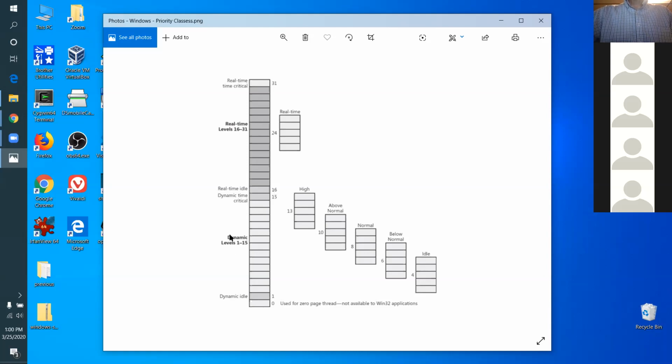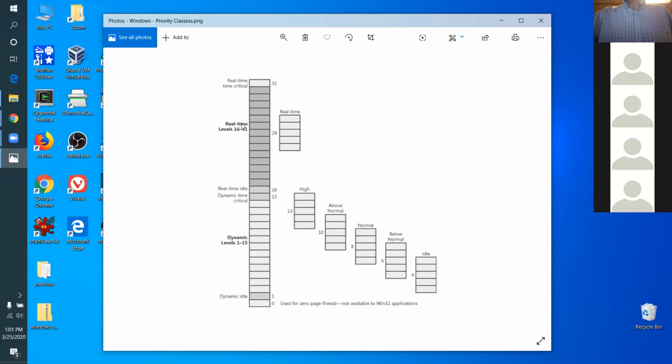If you notice, the priority queues have two shadings. There's a lighter shading called dynamic levels 1 through 15, and then a darker shading called real-time levels 16 through 31. The real-time levels aren't used. At one time, Microsoft thought they could turn Windows into what's called a real-time operating system. That's a special kind of operating system.